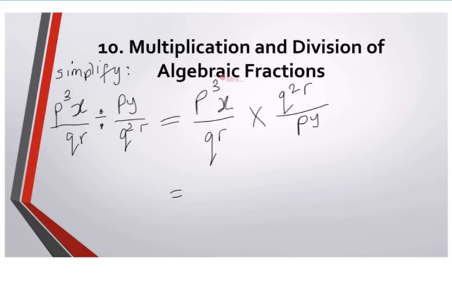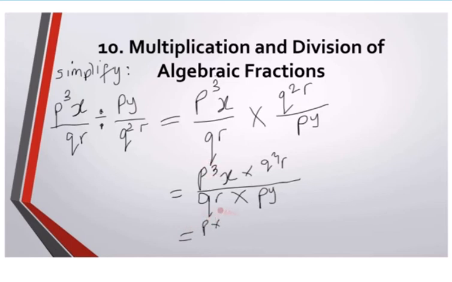Alright, so what I'm going to do now, I'm going to group them into one. I'm going to multiply them and make them one fraction. It's going to be easier for me to work like this. So follow this technique, write this down. p to the power of 3x multiplied by q squared r, all over, I'm making it one fraction, qr multiplied by py. Now, after I've finished writing it as one fraction, I'm going to simplify each term like this.